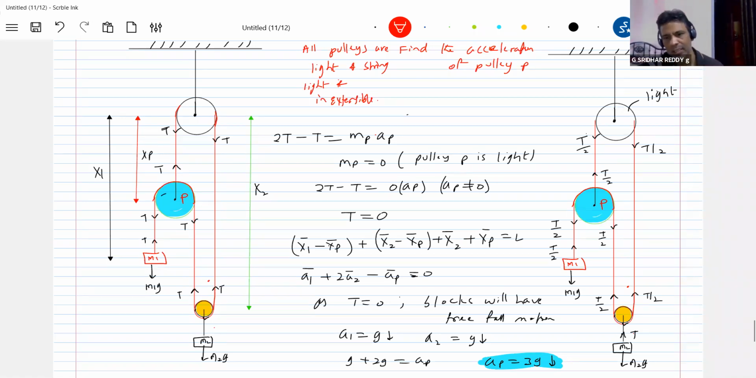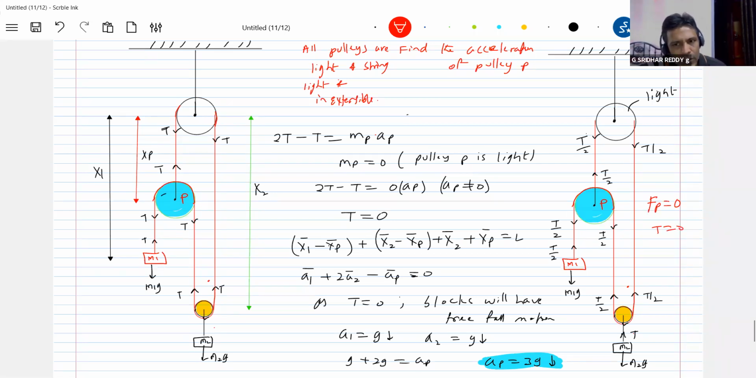Both are right. Both the diagrams are right. So here what will happen to the string? The string will become loose. Net force on the pulley should be 0, no? Net force on the pulley should be 0. So therefore T will become 0. Both are correct. Nothing wrong.